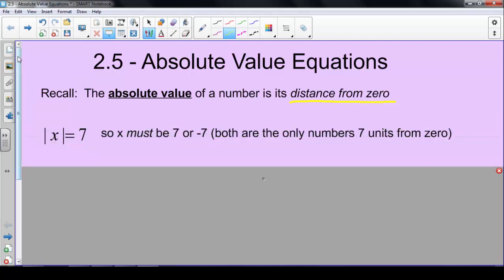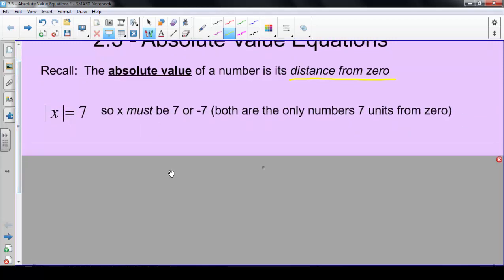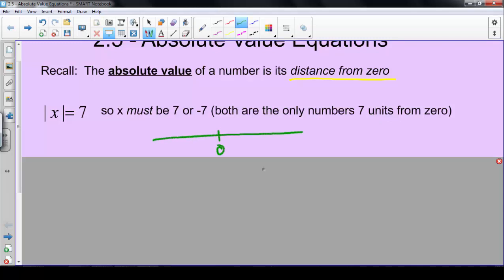So if we talk about the absolute value of x is 7, that means the only options for x are 7 or negative 7, because those are the only numbers that are 7 units from 0. It doesn't matter which way you go. If you've got your number line, and here's 0, negative 7, 7, those are the only options that are 7 units away.